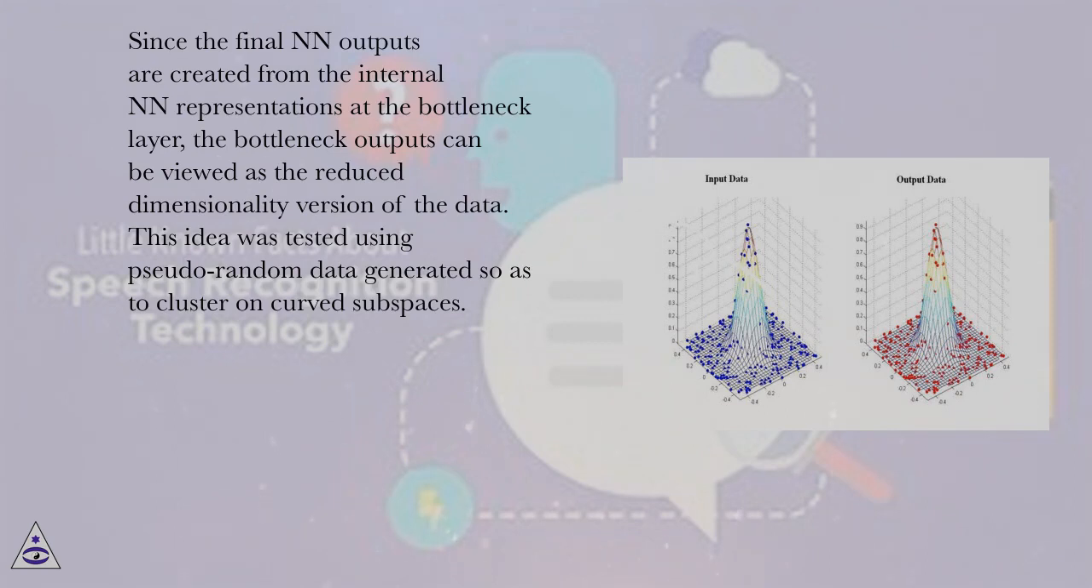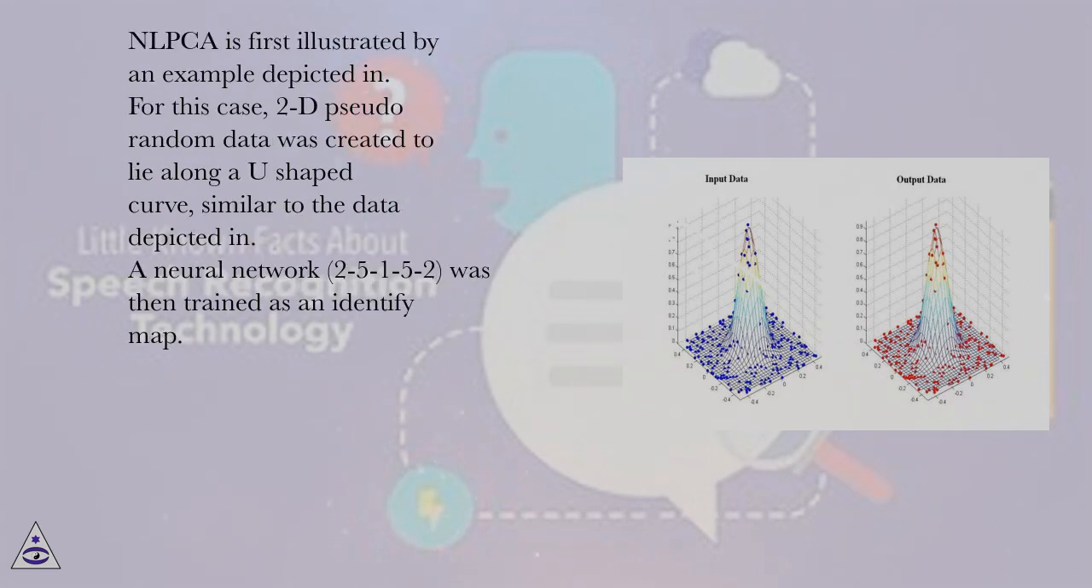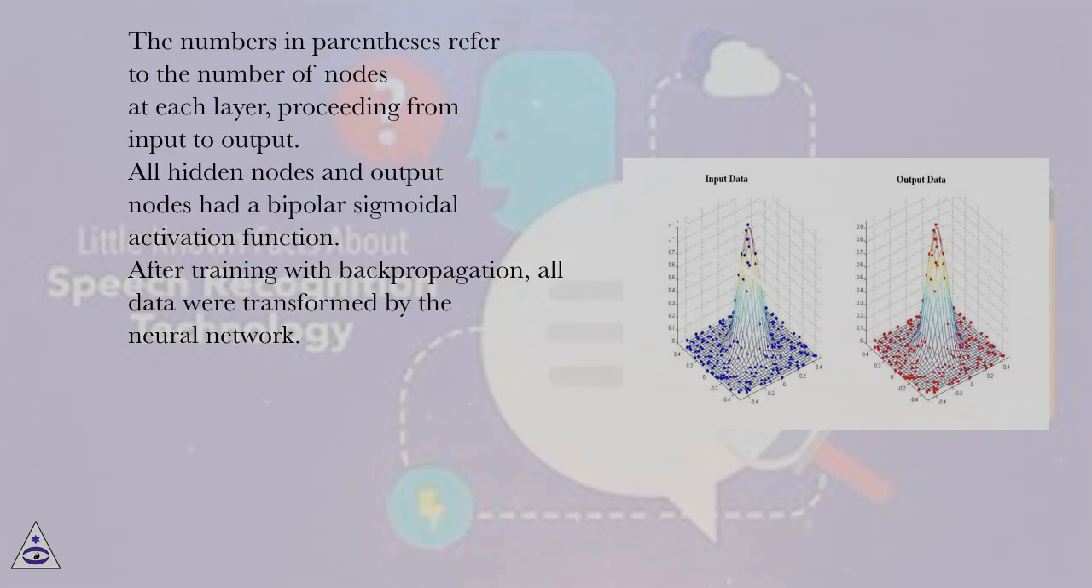This idea was tested using pseudorandom data generated so as to cluster on curved subspaces. NLPCA is first illustrated by an example depicted in the figure. For this case, 2D pseudo-random data was created to lie along a U-shaped curve, similar to the data depicted in the figure. A neural network, 2-5-1-5-2, was then trained as an identity map. The numbers in parentheses refer to the number of nodes at each layer, proceeding from input to output.